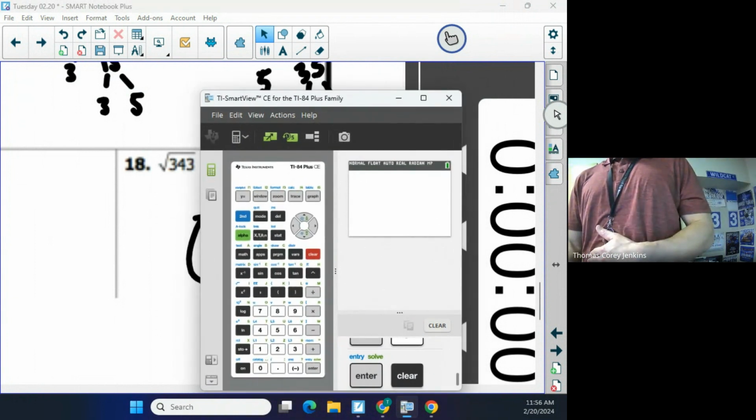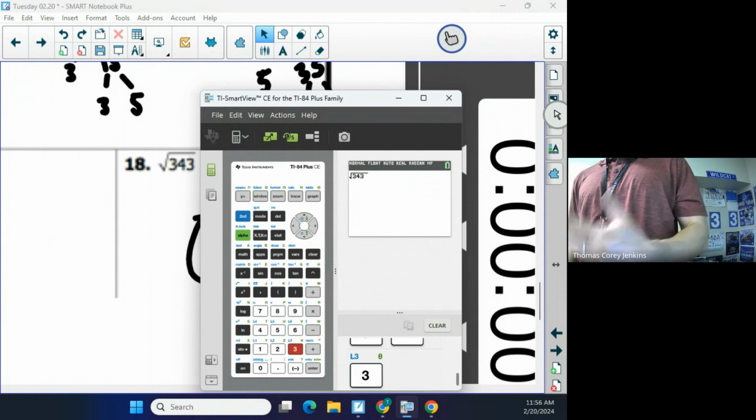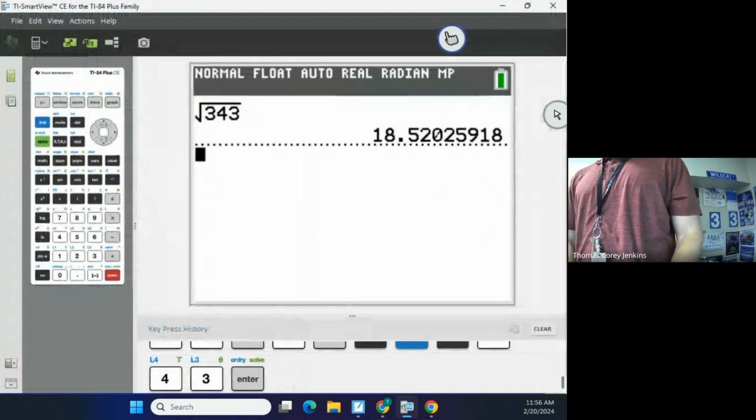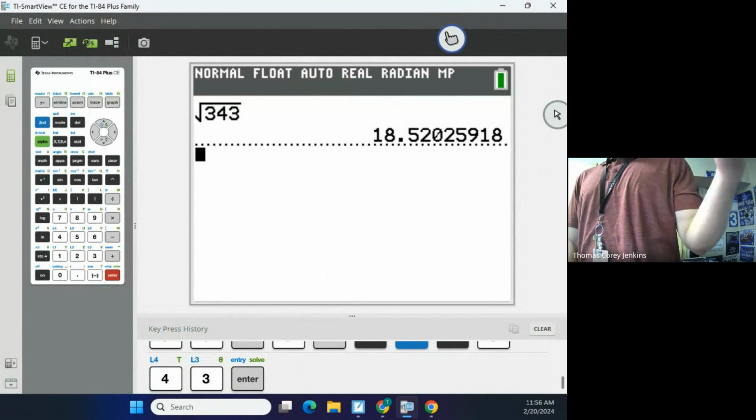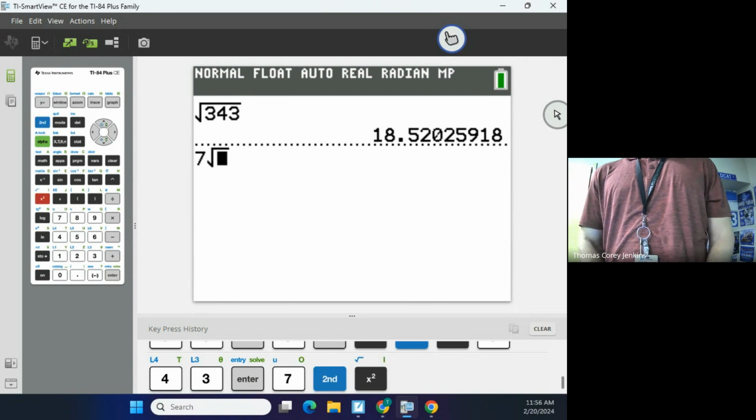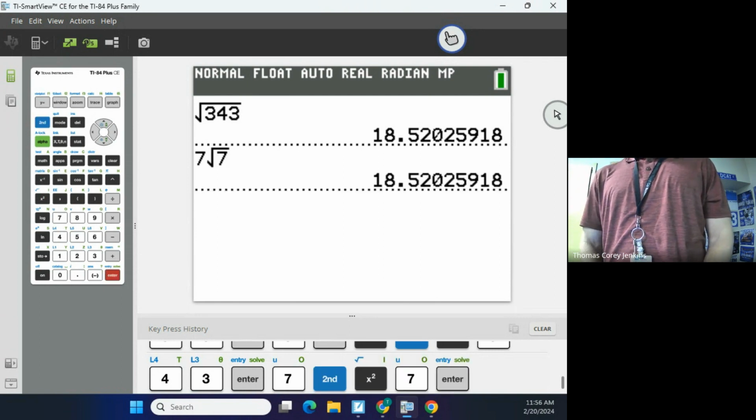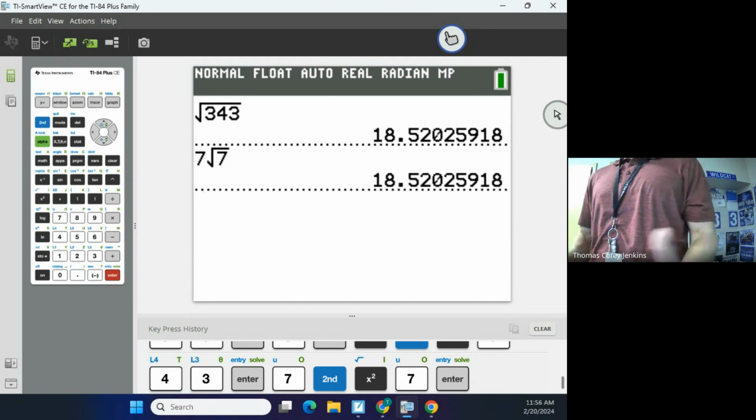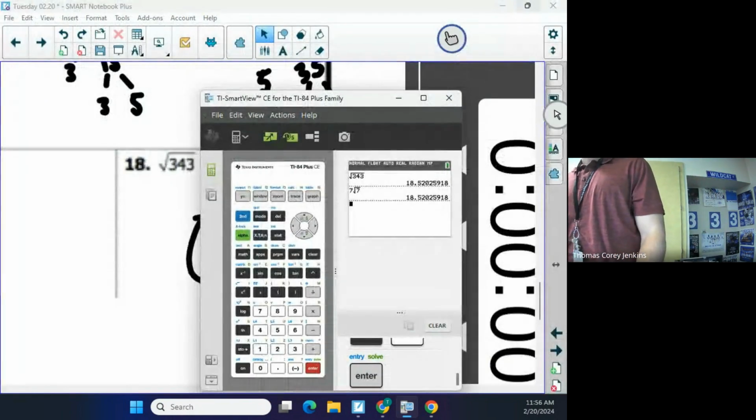Here's what you can do. You can type it in as the square root of 343, the way the problem was written, and you can see that it's 18.52 and some change, right? Then you can type it in the other way, the simplified way, 7 times the square root of 7, and see if it's the exact same decimal. It is, so we can feel good about our answer there.